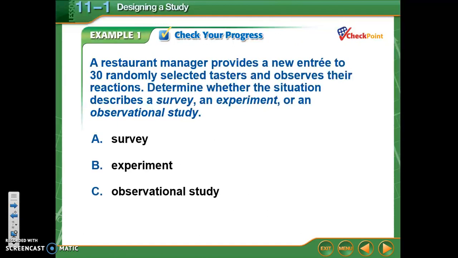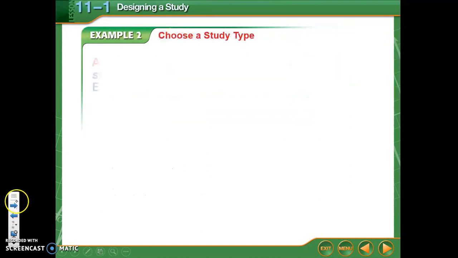All right, so you guys try this one. Which kind of study is it? Okay, this one is an experiment because we're providing a new entree to 30 randomly selected tasters and observing their reactions. So they are undergoing a change. They're getting a new entree. The other tasters are not getting a new entree, so this would be an experiment.